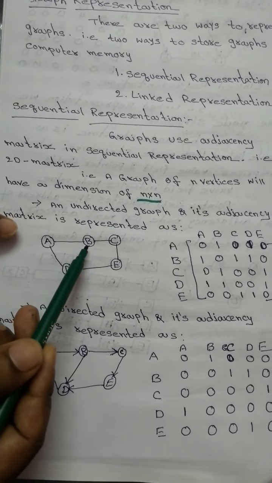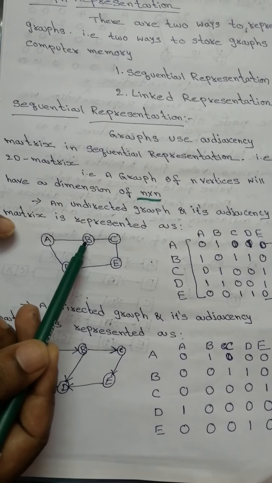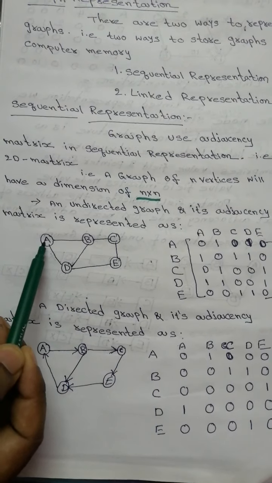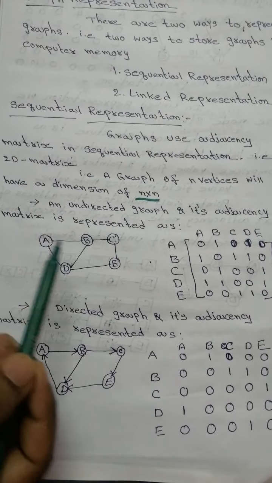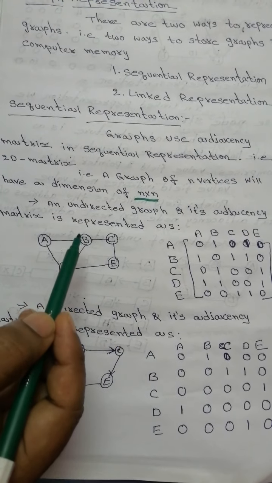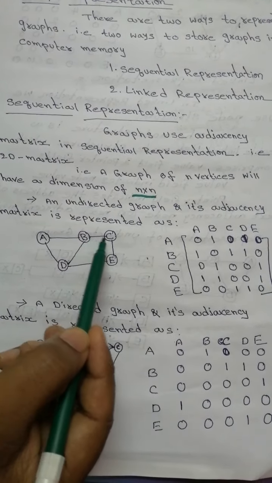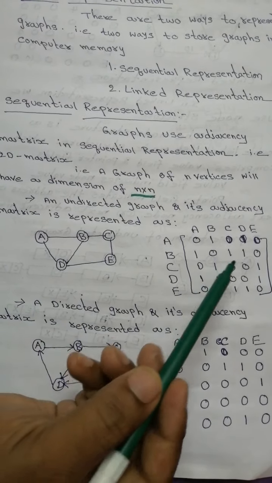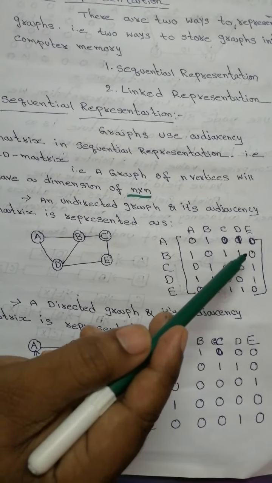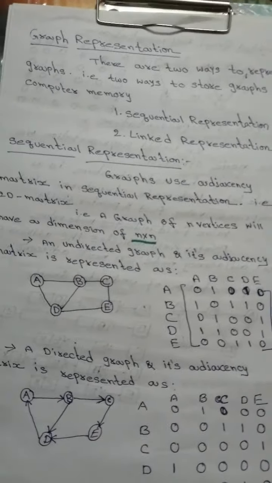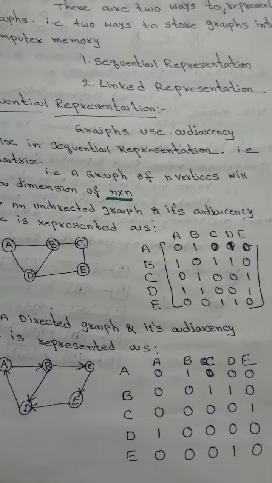Similarly, taking our second vertex B. As this is an undirected graph, we can move from B to A. We can also make an edge from B to A, so it is 1. B to B, there is no edge, so it is 0. B to C, 1. B to D, 1. B to E, there is no direct edge, so it is 0. Like this, we will be representing the graph inside the computer's memory.